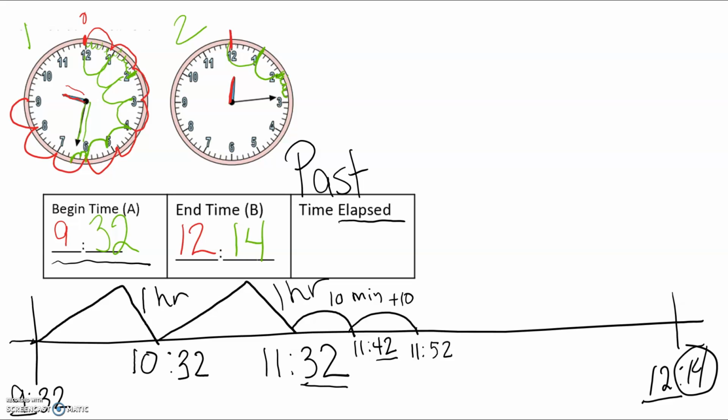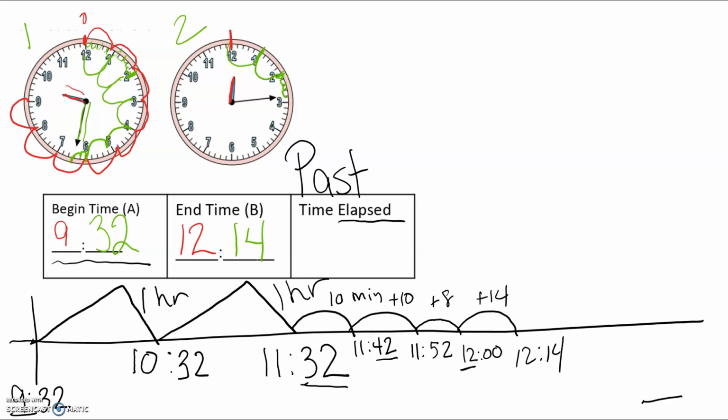think for me, I'm going to add 8 minutes. I want to get at that 12 o'clock to make it easier for me. So 52 plus 8 is 60, and that 60 changes my hour to 12. And now I can simply add 14 more minutes on to get to 12:14. Just going to remove that because this is now my ending time.